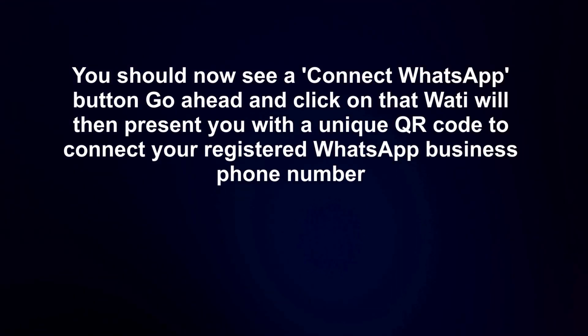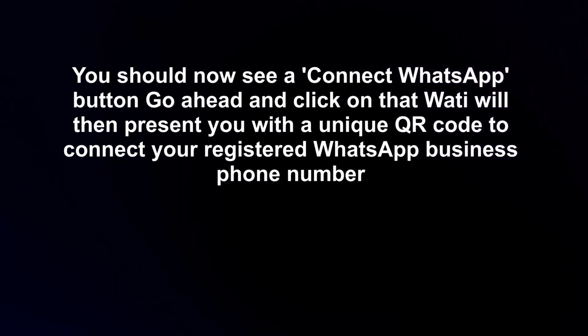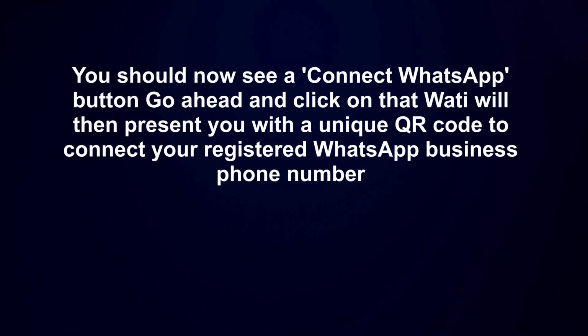You should now see a Connect WhatsApp button. Go ahead and click on that. Wati will then present you with a unique QR code to connect your registered WhatsApp business phone number.